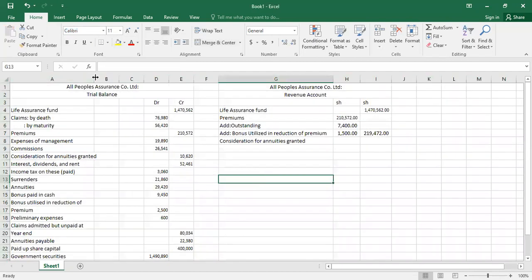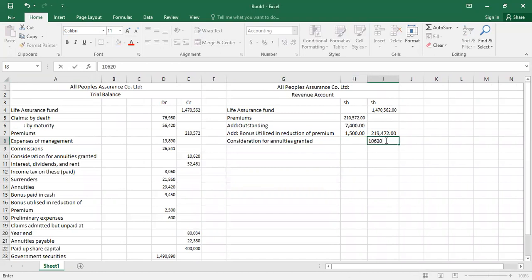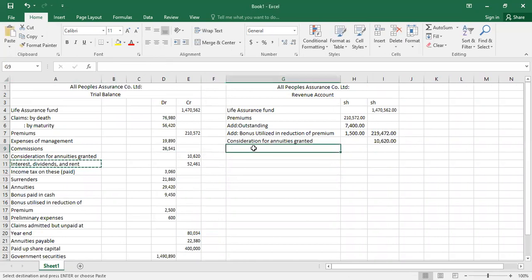Let's work with Calibri. So for annuities granted, this amount is 10,620, right? Supposed to be on that column. Then the other item that we have there is the interest. So these ones I'm just picking as the year. You can see how easy it is when you have arranged them in that manner.